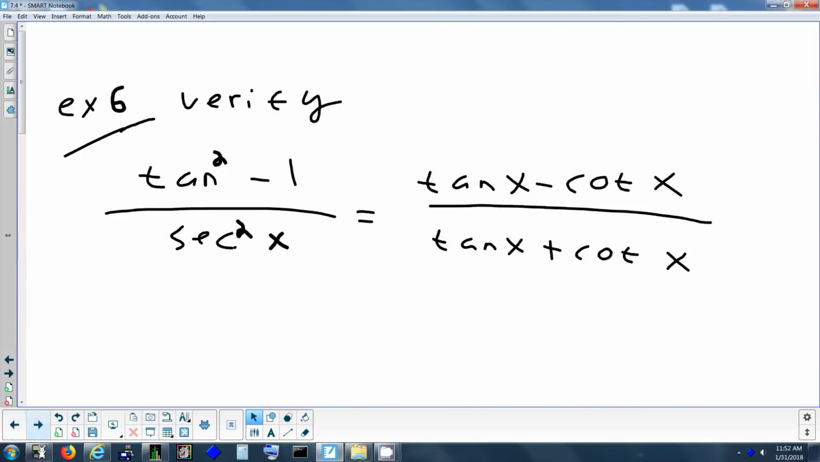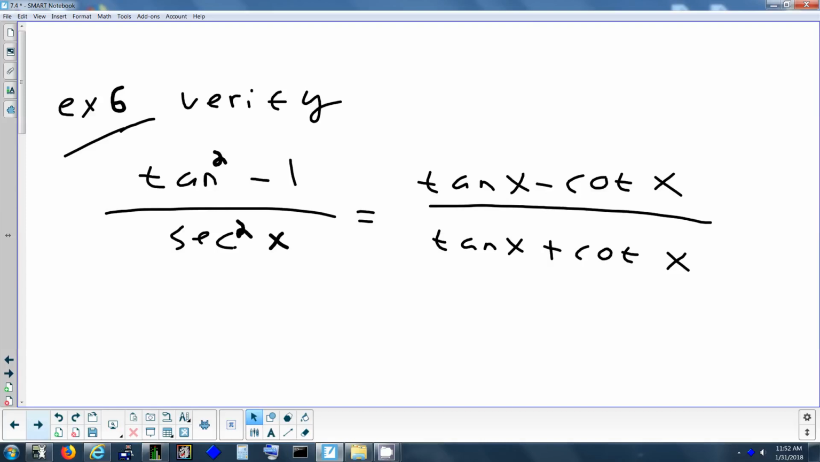It says tangent squared minus 1 over secant squared equals, and the right-hand side is tangent x minus cotangent x, and the bottom is tangent x plus cotangent x. Okay, I would say start with the right-hand side. I think that looks a little more complicated because there's 4 things there. There's only really 3 things on the left. But you could probably argue either way.